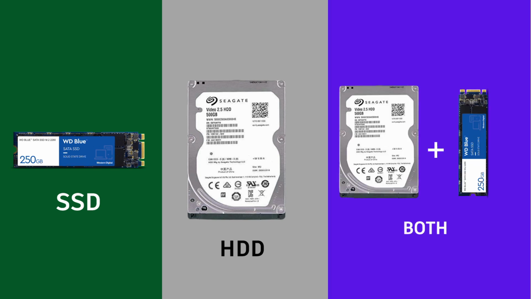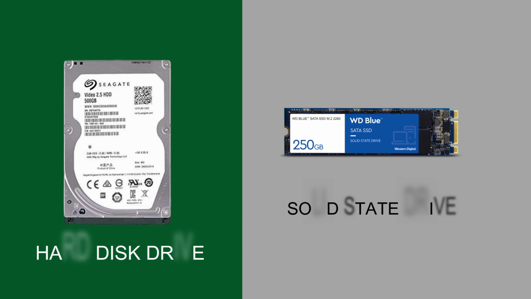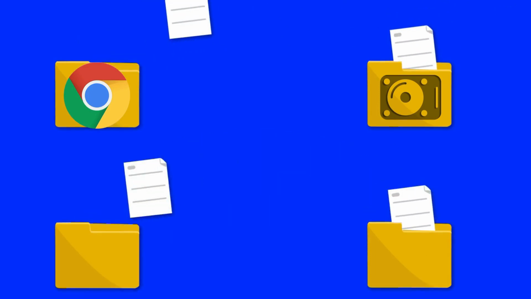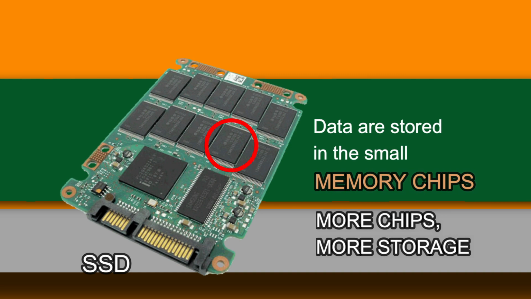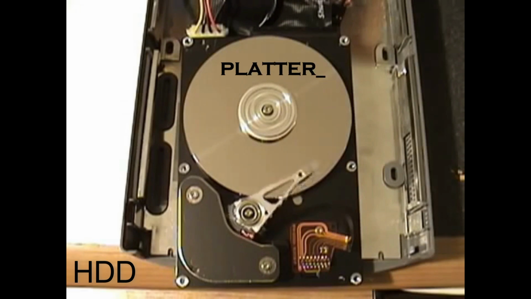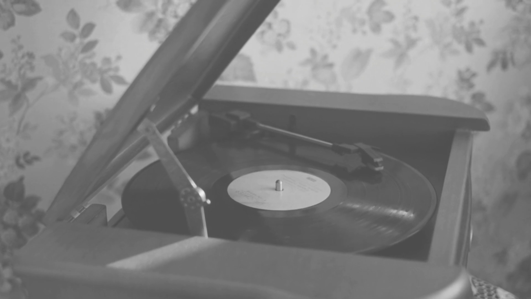Number 1. SSD or HDD or both. This is a genuine and expensive doubt for any laptop buyer. The work of a hard disk drive and a solid state drive is the same. They both basically store your data. In SSD, data are stored in small memory chips, whereas in a hard disk drive, there is a moving part known as the platter that stores your data. It basically follows the mechanism of an old gramophone.